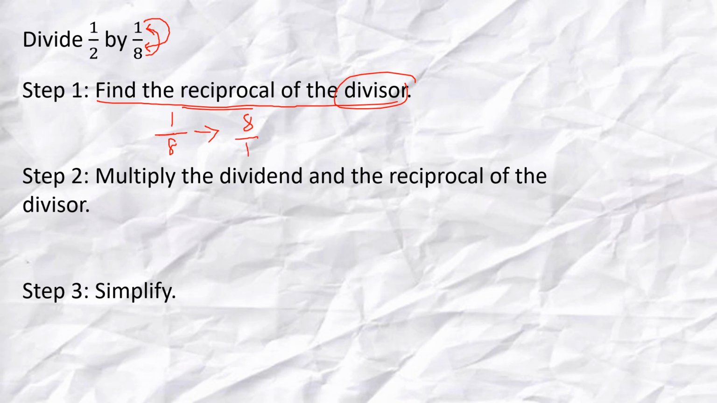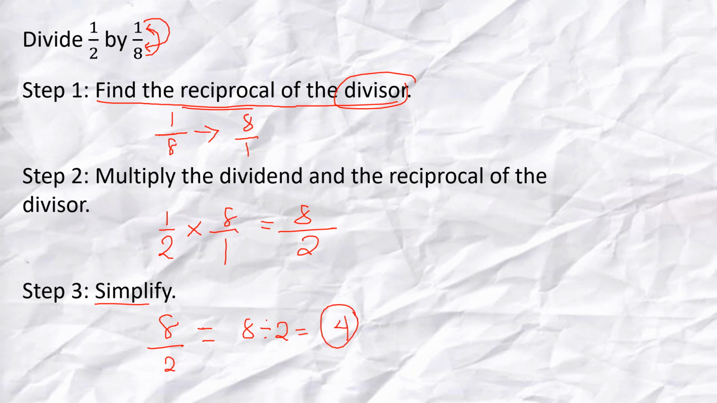Next, step 2, multiply the dividend, which is 1/2, and the reciprocal of the divisor. So that is multiplied by 8/1. So we can multiply it now. 1/2 times 8/1. 1 times 8 is 8 over 2 times 1 is 2. And then lastly, step number 3, do not forget to simplify. So 8/2 is equal to 8 divided by 2 equals 4. So the answer here is 4.